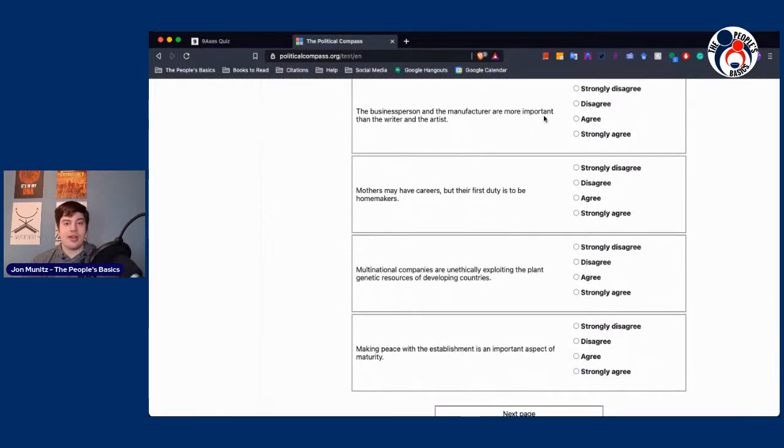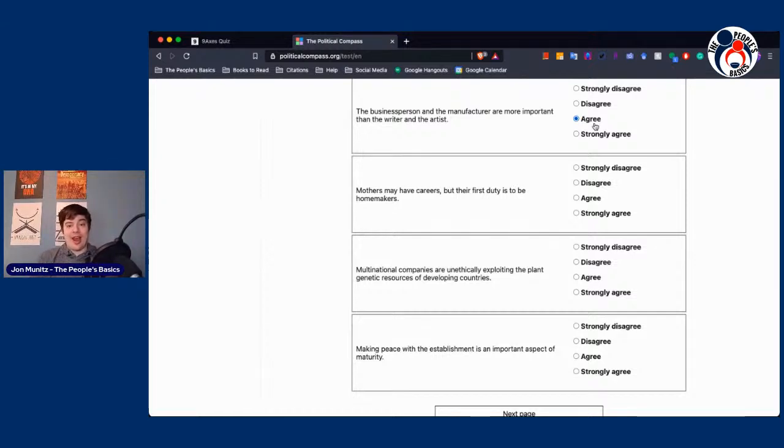The business person and the manufacturer are more important than the writer and the artist. I'm going to agree. I think the writer and the artist make life worth living, but I think if they didn't exist, we could still technically function. It would be a depressing life, but it would be a life, compared to if we had a society only full of writers and artists. We're going to struggle to have certain things actually produced so that everyone can function.